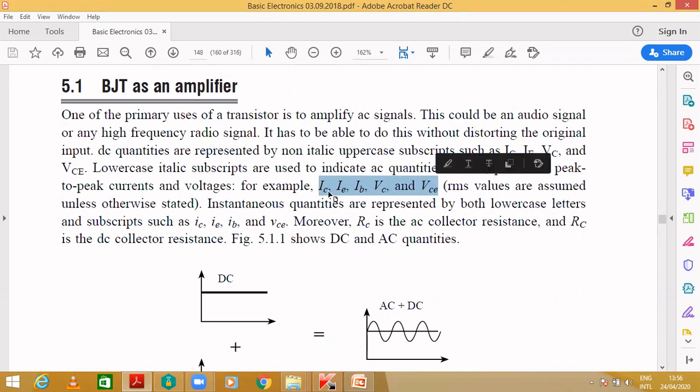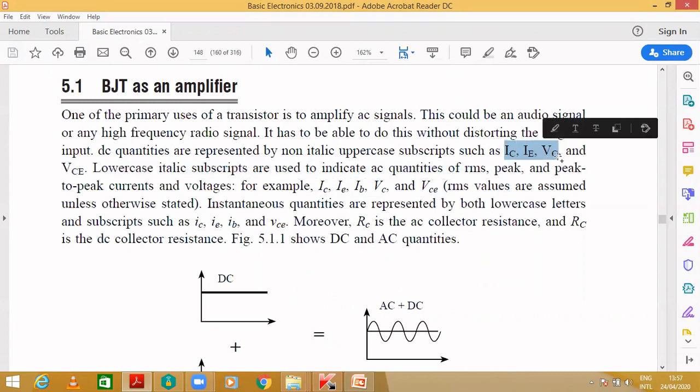So that is the italic small c. The bigger one is italic and it is small c. IC, IE, IB, if it is in this format, they are assumed to be RMS values. Suppose it is non-italic and the lower subscript is capital. So here you can see IC, IE, VC, VCE. The I is non-italic and the C is a capital, and those will be called DC.